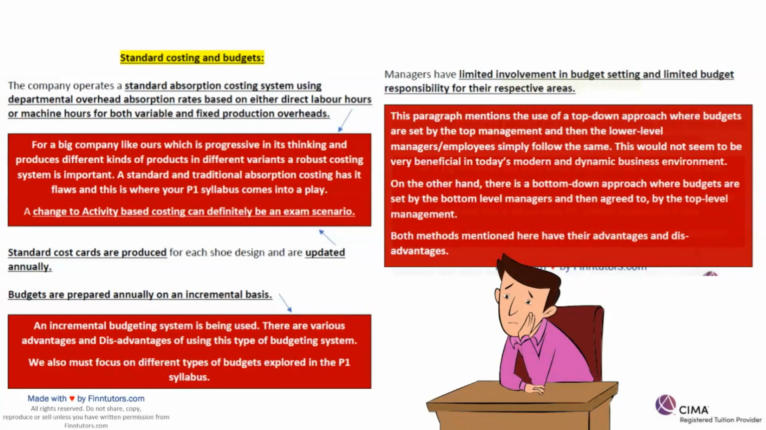Because top level is setting, bottom level is following. This is very standard. It's not something that works in today's world. On the other hand, there is a bottom down approach or a participative approach where everybody participates and creates the budget. Both methods have their advantages and disadvantages. We must clearly know and ponder upon the same. This is a very important page that I have just discussed. Please make sure you go into the details of the same before moving on.